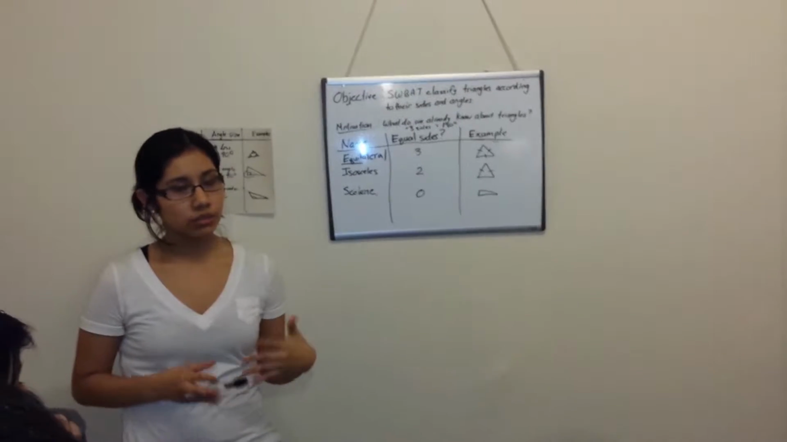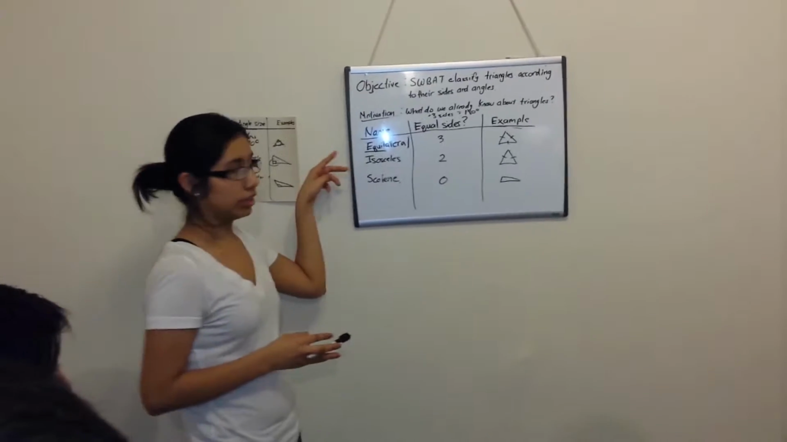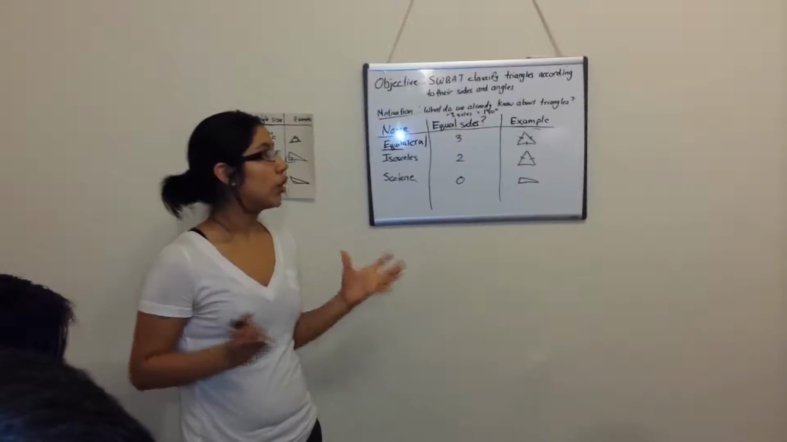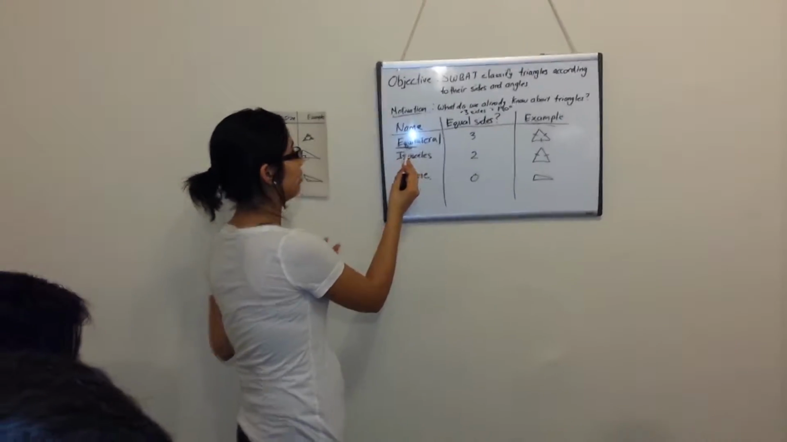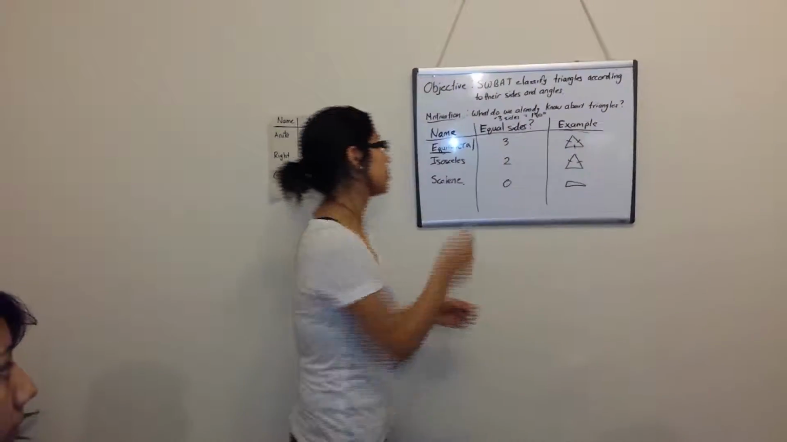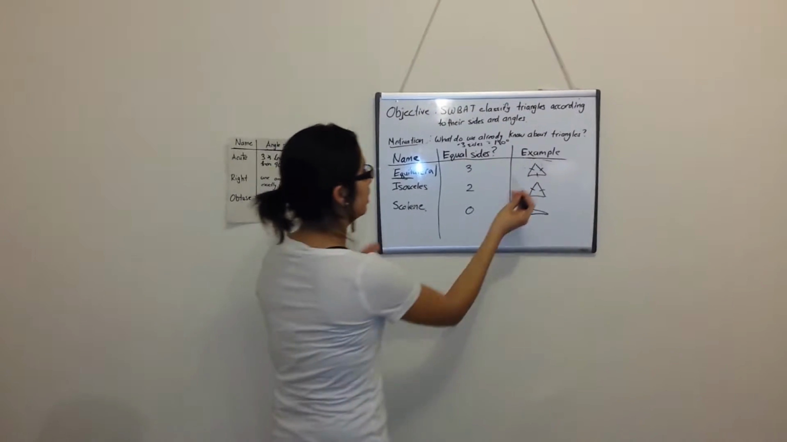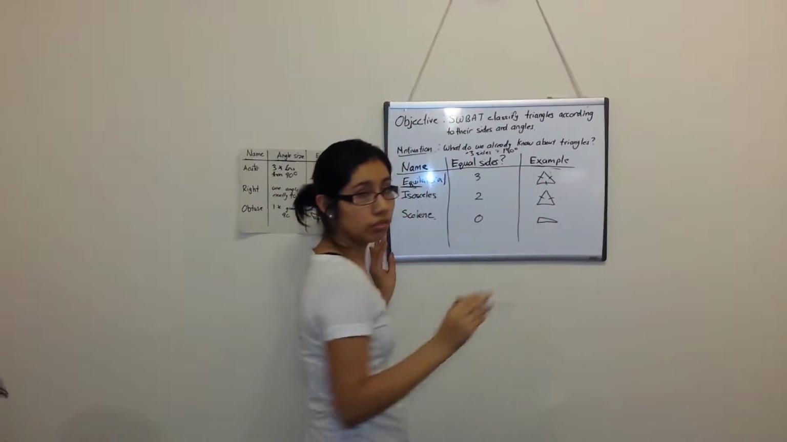We can classify triangles according to their side using these three names. Right? So first let's talk about the equilateral. What word pops up to you when you see equilateral? Equal. Yeah, very good. It has equal. So this tells us that it has three equal sides. And the way we show that is by making these dashes on the triangle. So there's three equal sides.